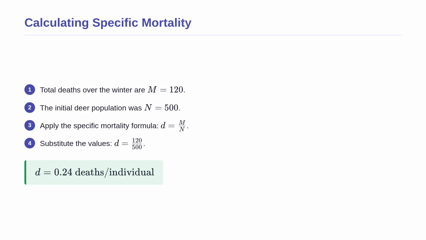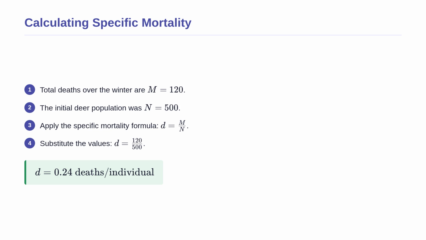Now, let us calculate the specific mortality rate for that same deer herd to understand the total impact of the winter. We know the total number of deaths over the season was 120. The wildlife manager counted an initial population of 500 deer before the winter started. We used the specific mortality formula to find the fraction of the population that was wiped out. We substitute 120 for M and 500 for N.